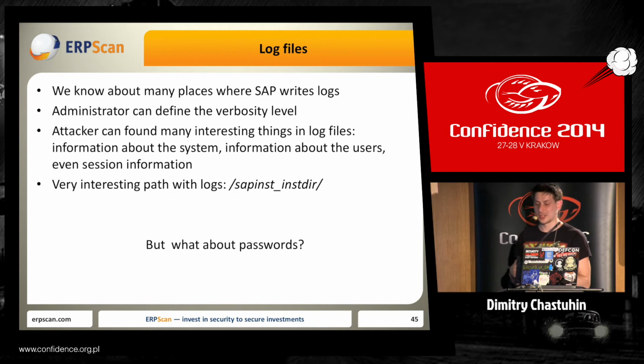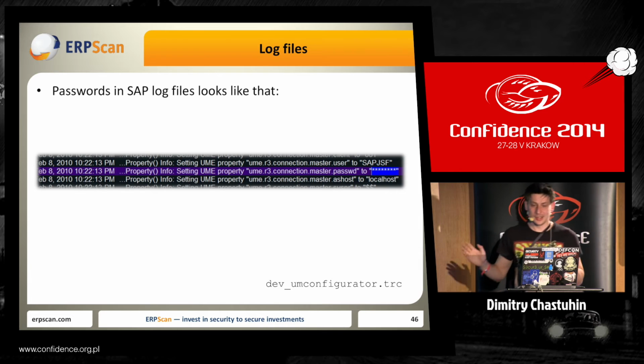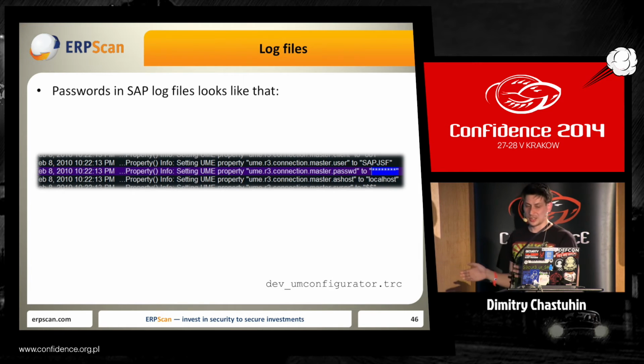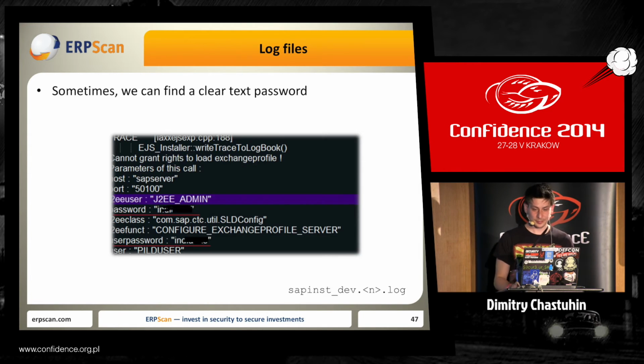This directory stores the files used during SAP installation processes, and in this folder an attacker can find many interesting log files. Let's see. This is a typical log from this directory. As you can see, the password is replaced. Okay, go next. Yeah, it looks better. An attacker can find a clear text username and password in log files, but to be honest, this situation does not happen so often. So go next.